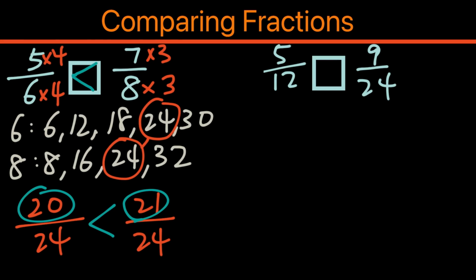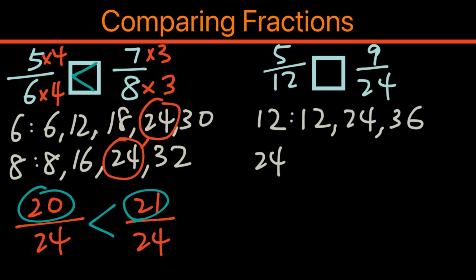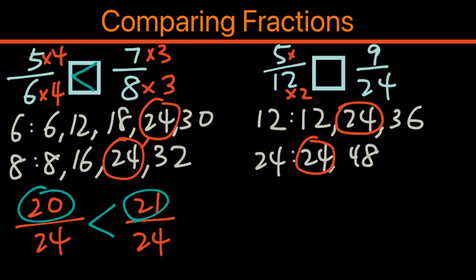Now the next one. 5 over 12 and 9 over 24. Now listing out the multiples. 12 be 12, 24, 36. And 24 be 24, 48, and we could see 24 would be the least common multiple. So we'll times 12 by 2 and 24 by 1.